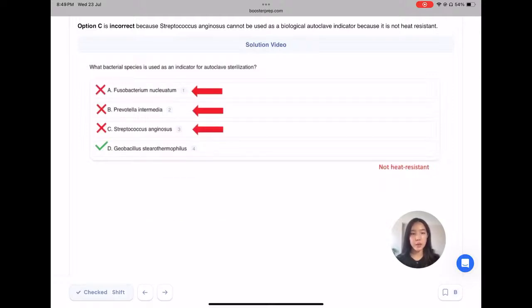This means that answers A, B, and C are incorrect because these bacteria are not heat resistant, and we know that in order to be used as a biological indicator, they need to be able to withstand high temperatures. So these three species here cannot be used as biological indicators for autoclave sterilization.